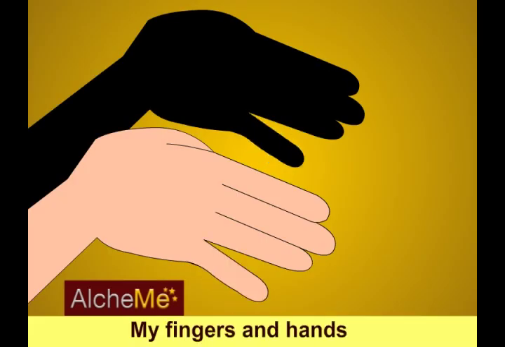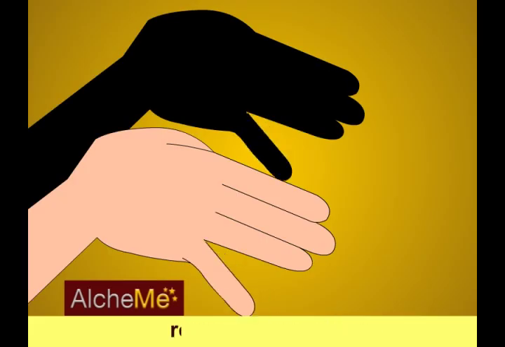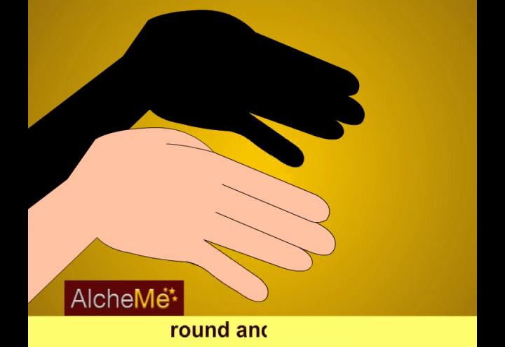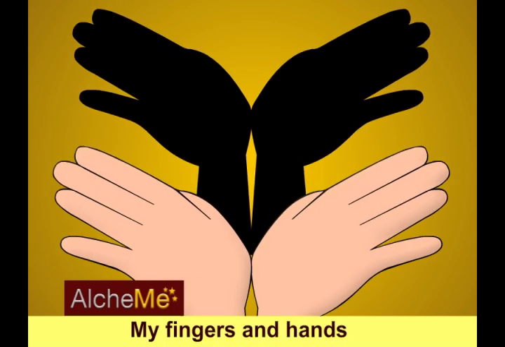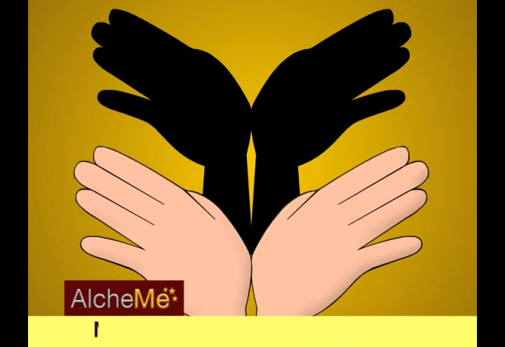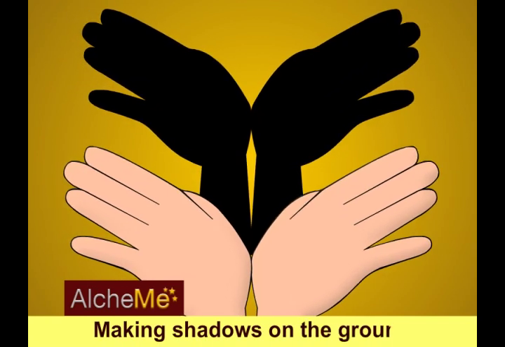My fingers and hands go round and round, round and round, round and round. My fingers and hands go round and round, making shadows on the ground.